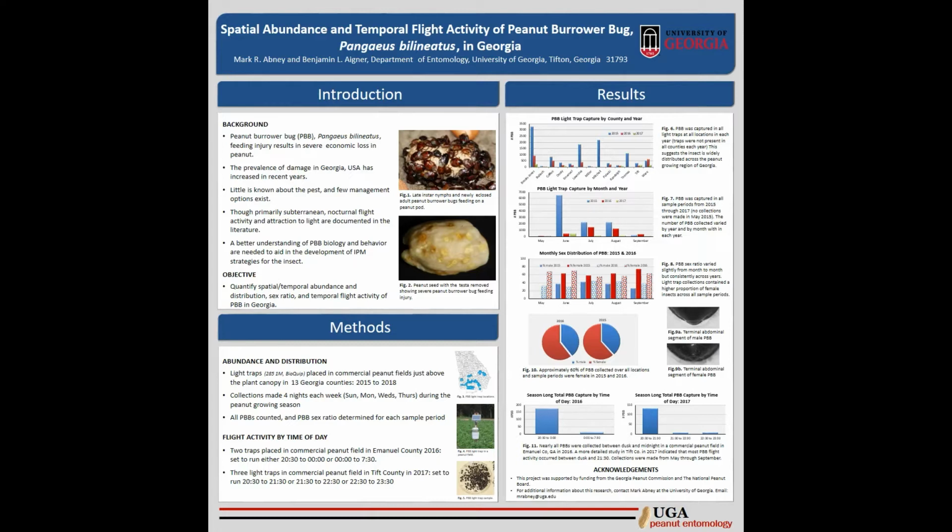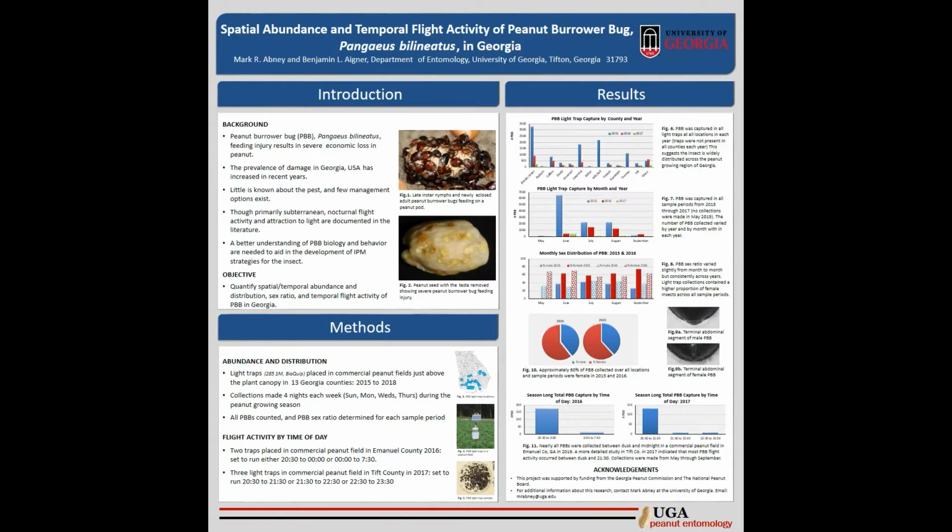Now, hopefully you're going to be able to read the poster in the online format, so I'm going to try to hit some of the highlights for you in this online presentation. I think it's important to know that peanut burrower bug is native to the southeastern United States and Georgia, but it only recently has been recognized as a major economic pest, so going back to 2010. But since that time, there have been some severe losses in Georgia on an annual basis because of burrower bug.